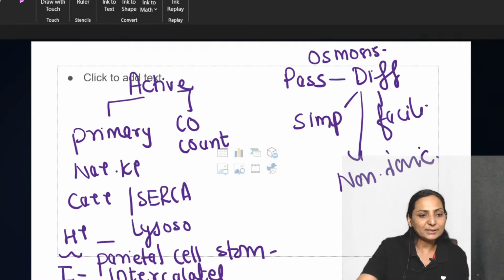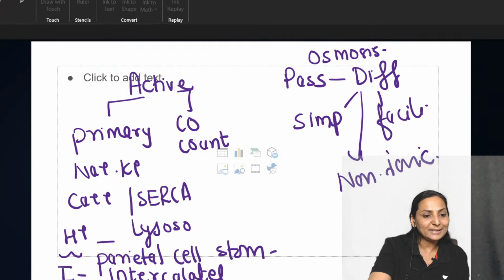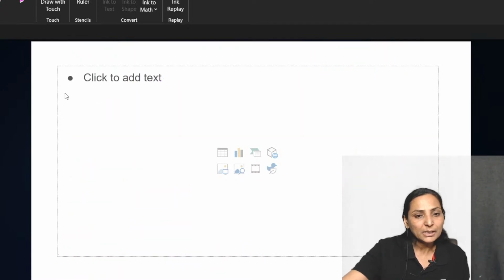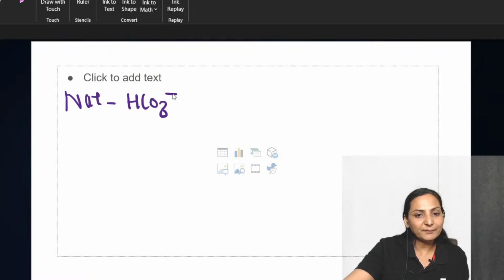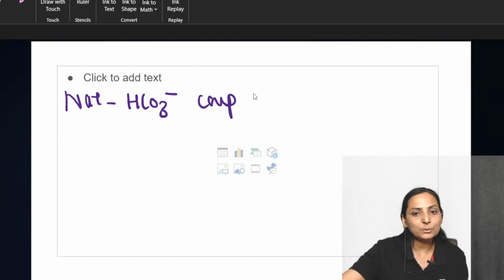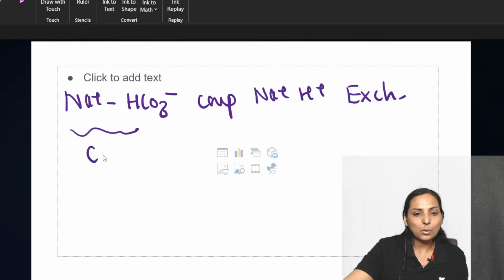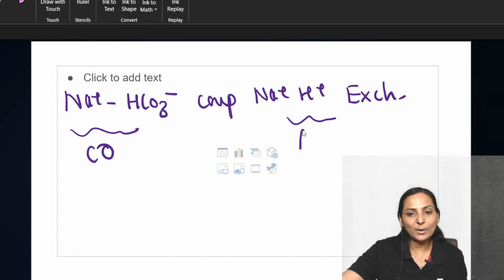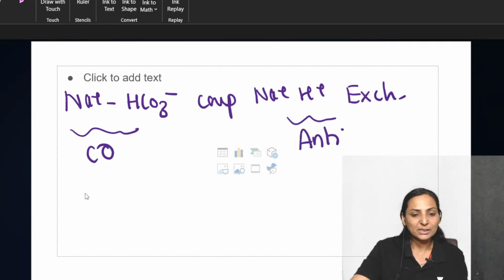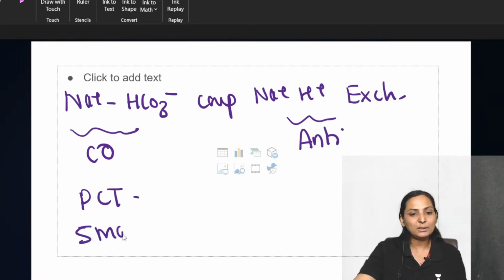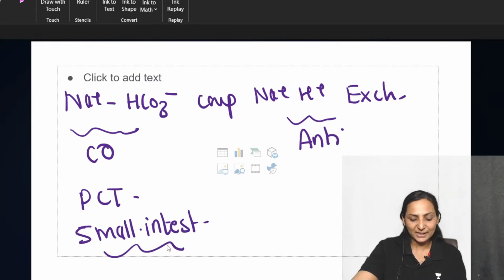And the last point before I shift on to the next MCQ. Remember that the sodium bicarbonate reabsorption is coupled with the sodium hydrogen exchanger. So at one point there is a co-transport, at another point there is an antiport. This is especially in the PCT as well as in the small intestinal cells, right? So this is all with the MCQ.